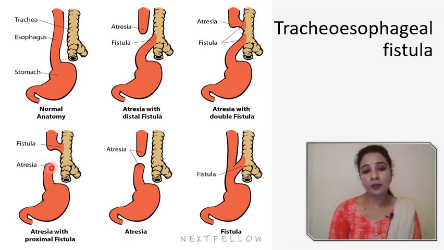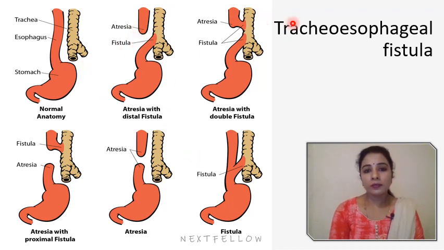And the next one is atresia with proximal fistula. The distal part is completely atretic, whereas the proximal one persists and continues into the trachea, forming an abnormal fistula. And here is the atresia of the esophagus, both the proximal and distal ends are atretic, but there is no fistula here, no communication with the respiratory tract, and here only the fistula exists without any atresia. So this is tracheoesophageal fistula. We have seen the various types of tracheoesophageal fistula. The upper part of the esophagus ends with a blind pouch here.